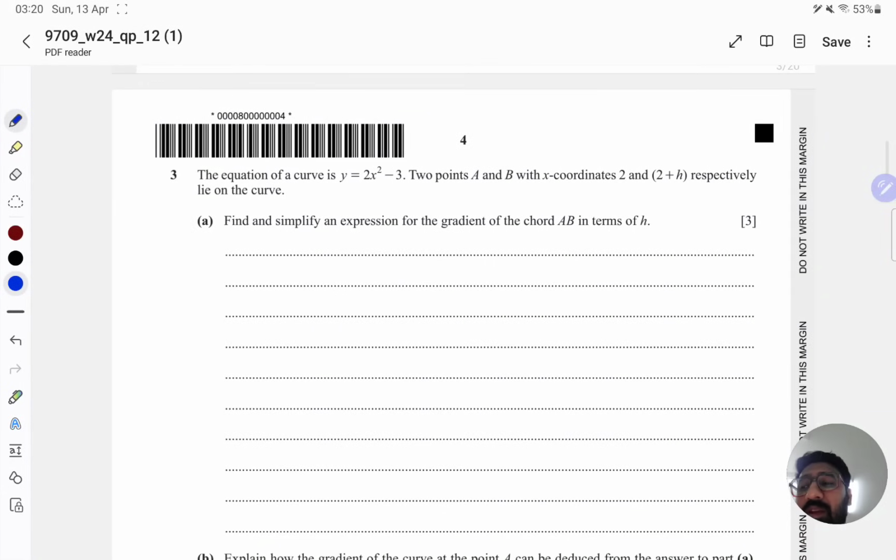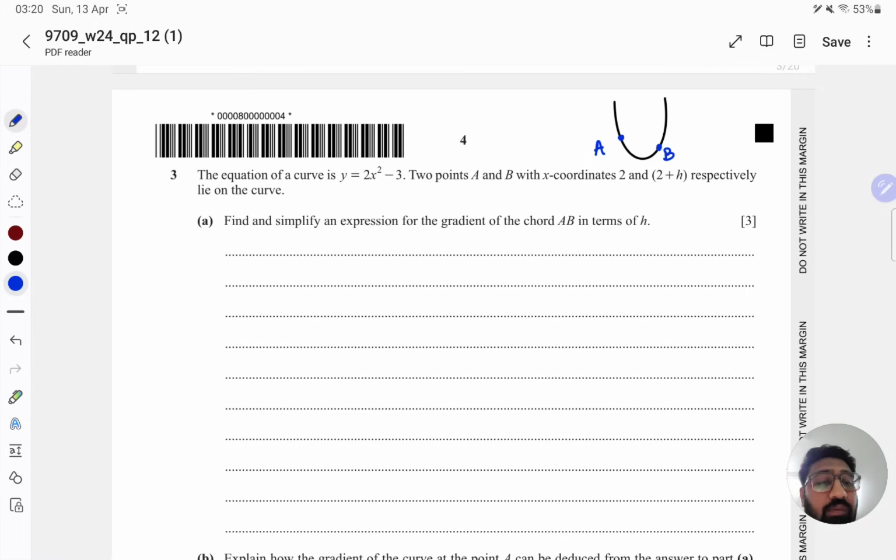Question number 3. Question number 3 says the equation of the curve is y equals 2x squared minus 3. Two points A and B with x coordinates given respectively lie on the curve. So let me just visualize this first. If there is a quadratic curve like this, there is some point A on the curve and there is some point B on the curve. The point A is before and point B is after, because the x coordinate of B has some addition with respect to the x coordinate of A.